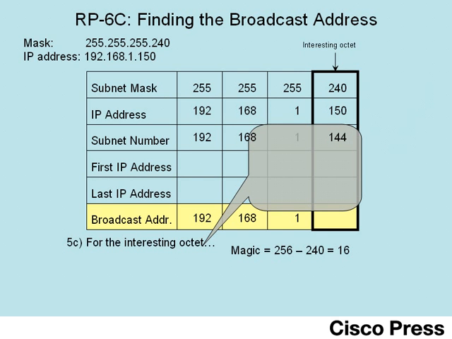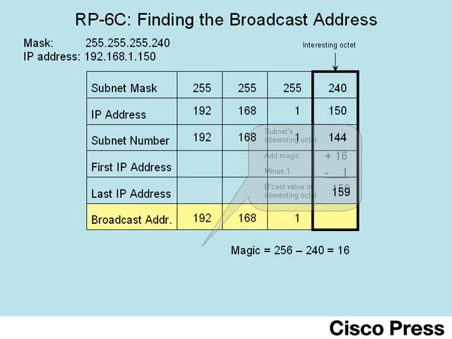To find that last octet, we take the subnet number's value in that interesting octet, the 4th octet in this case. We add the magic number to it, which gives us 160, then subtract 1, which gives us a value of 159. So the broadcast address in this subnet is 192.168.1.159.